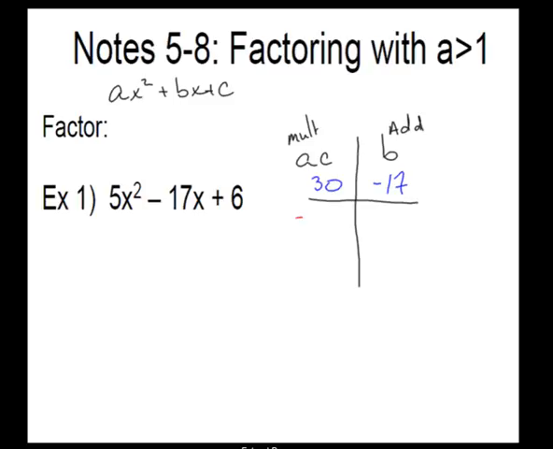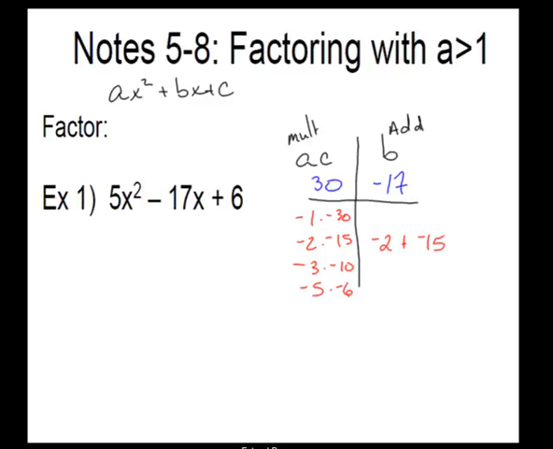So I have negative 1 times negative 30, negative 2 times negative 15, negative 3 times negative 10, negative 5 times negative 6. And I look at these pairs and say, which one adds up to get negative 17? Well, that would be this one right here, negative 2 plus negative 15.